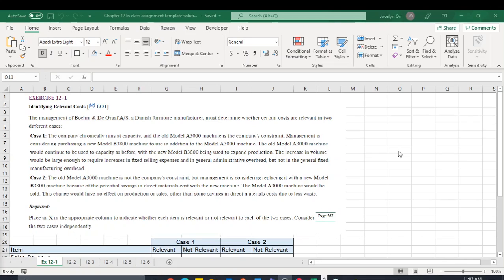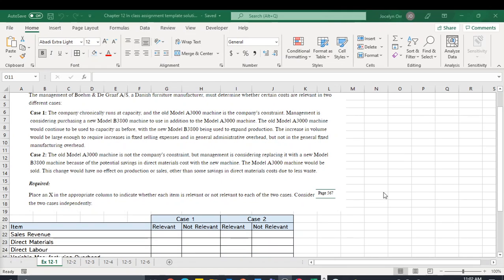So we have a chart here, and we are going to place an X in the appropriate column to indicate whether each item is relevant or not relevant to each of the two cases. And we are considering each independently. So we'll start with case 1, fill out our chart, and then move on to case 2. So the first thing we're looking at is sales revenue.